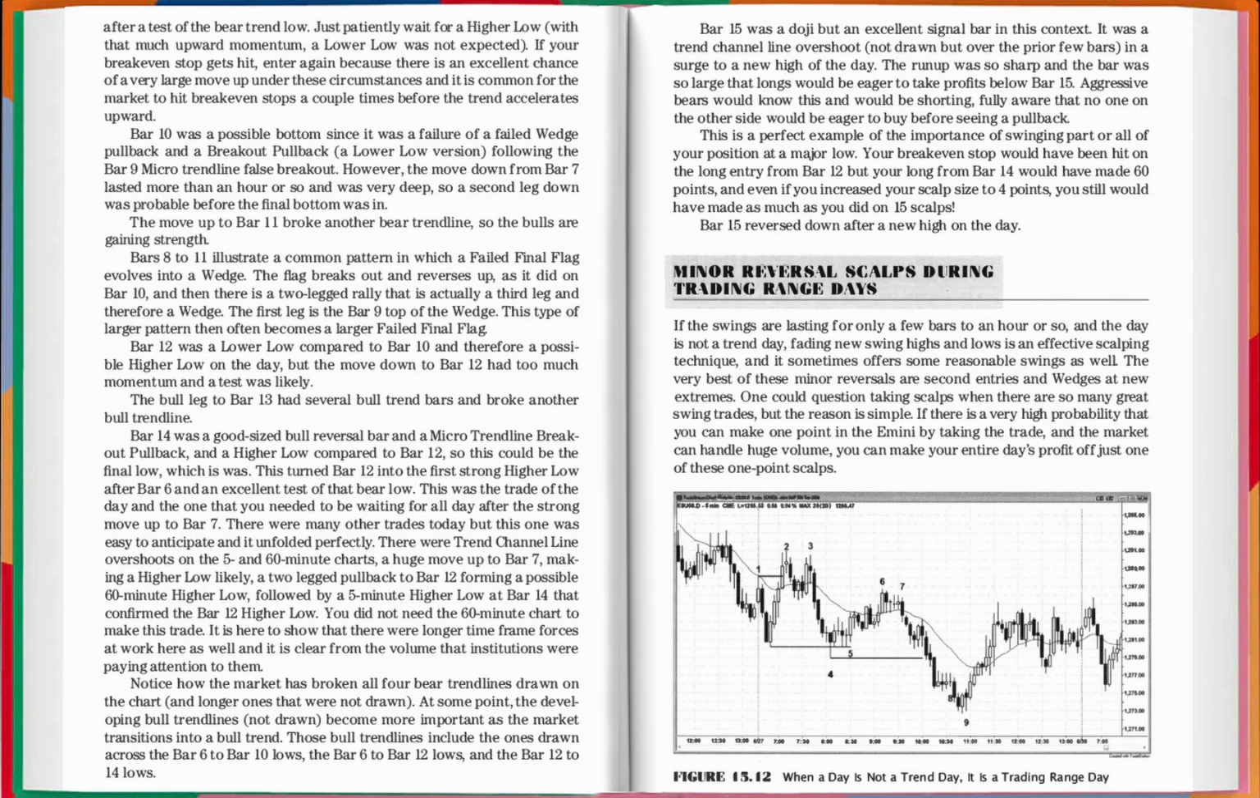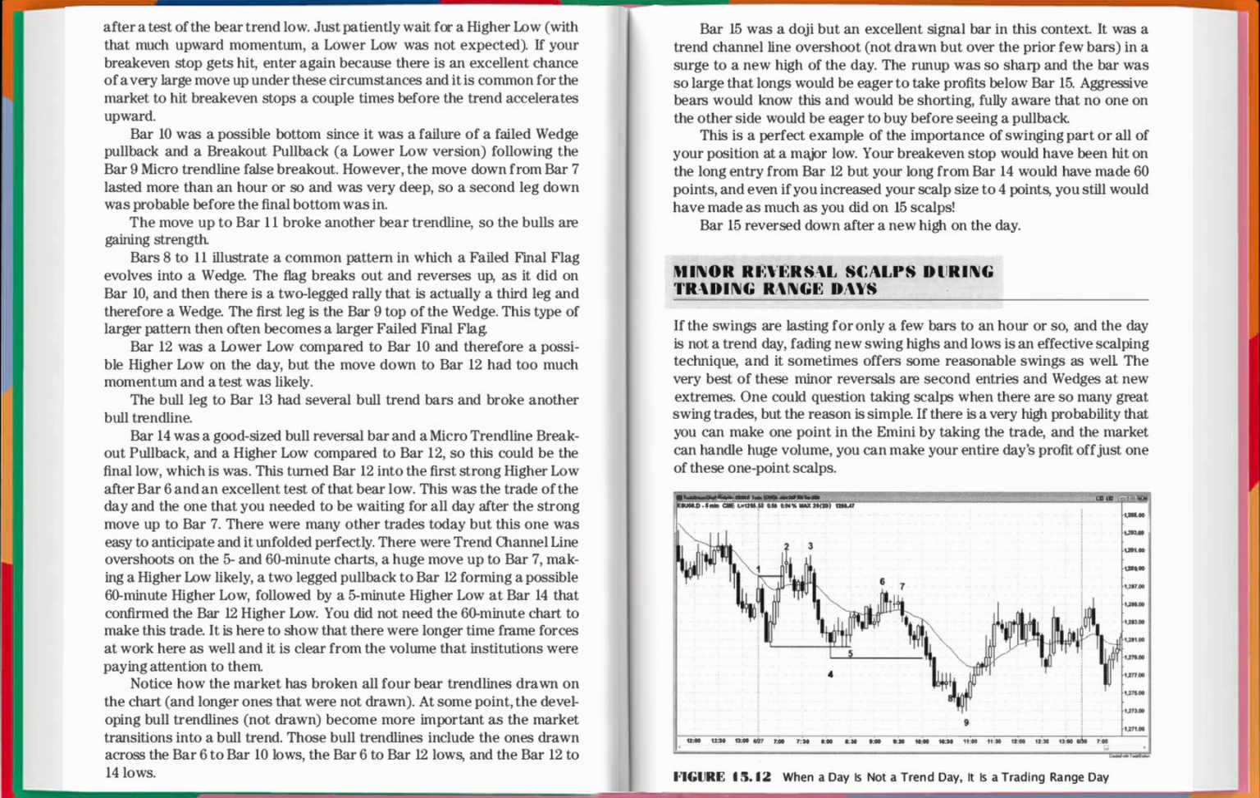Bar 15 was a doji but an excellent signal bar in this context. It was a trend channel line overshoot, not drawn but over the prior few bars in a surge to a new high of the day. The run-up was so sharp and the bar was so large that longs would be eager to take profits below bar 15. Aggressive bears would know this and would be shorting, fully aware that no one on the other side would be eager to buy before seeing a pullback. This is a perfect example of the importance of swinging part or all of your position at a major low.